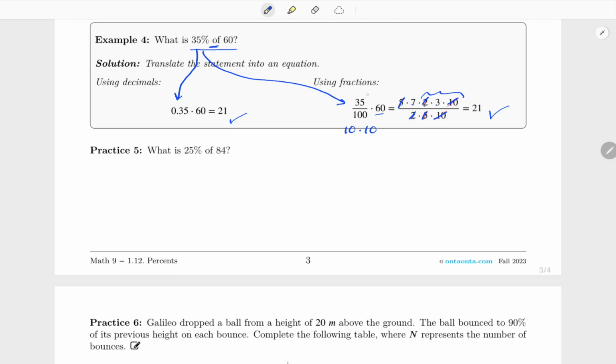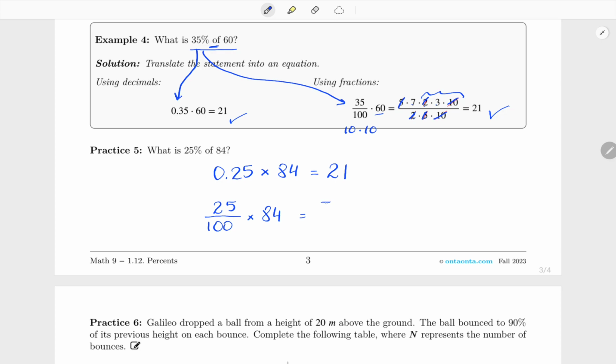We will not need a calculator when using fractions. 25% of 84 is 0.25 times 84, and we get 21.